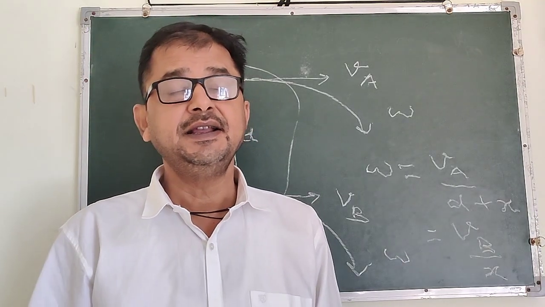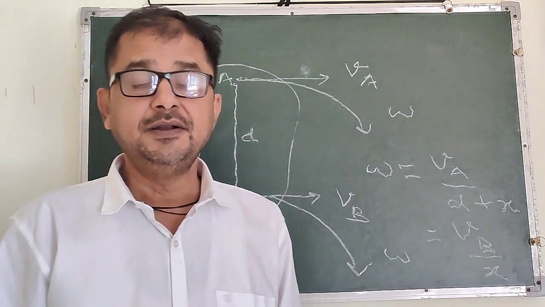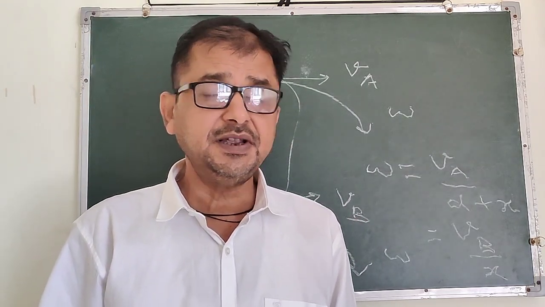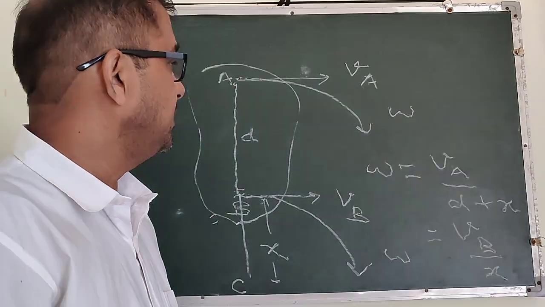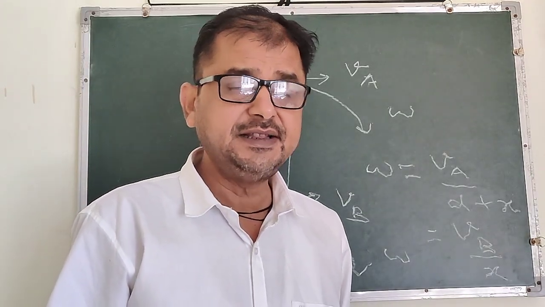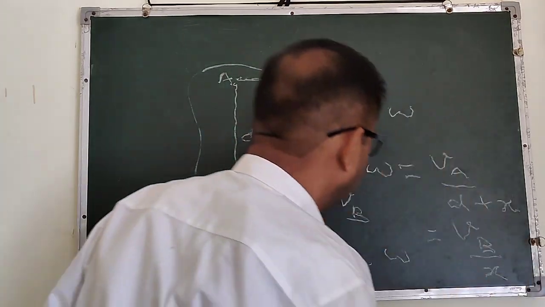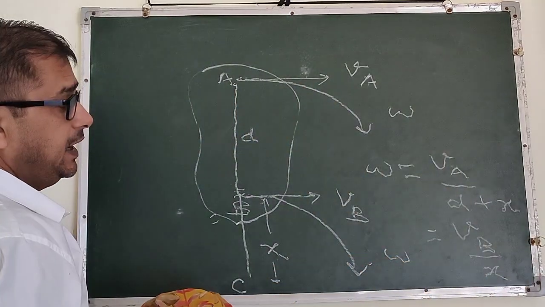This is ICR, the instantaneous center of rotation. Is it clear? And this is the part which mostly comes in many competitive exams. Like this, we will use this in another example. So VA upon d plus x.